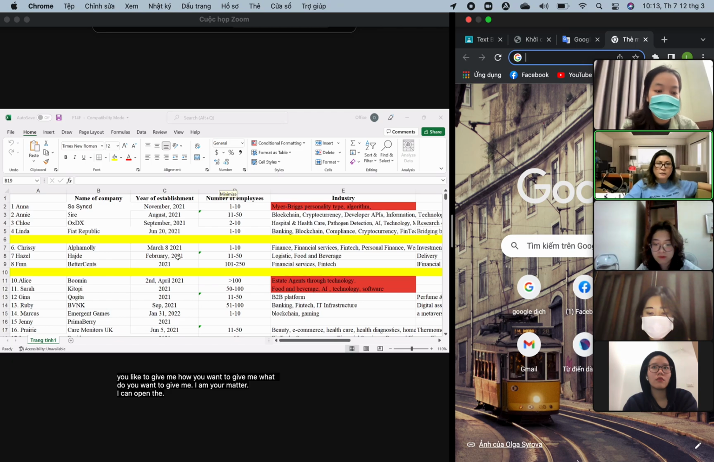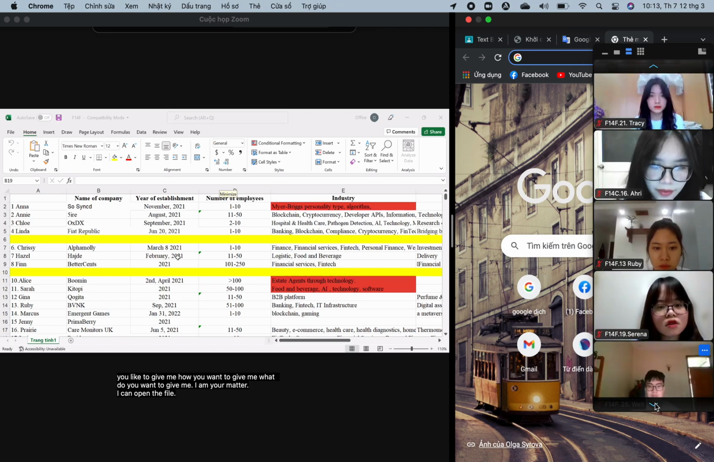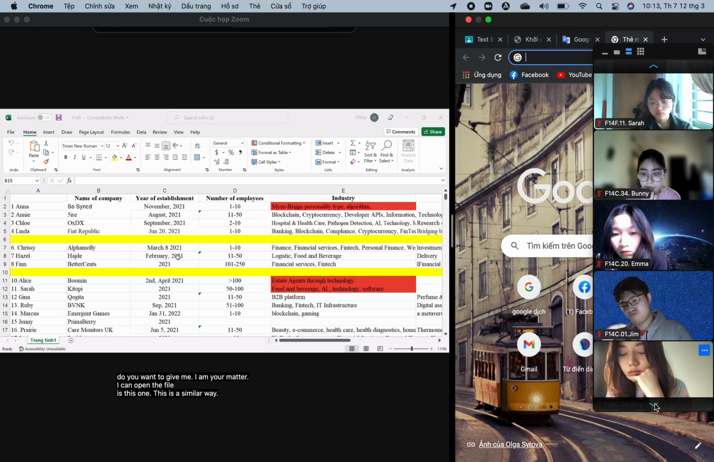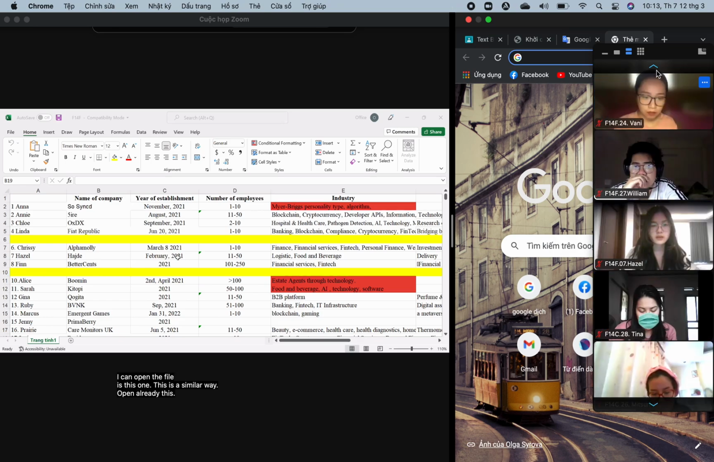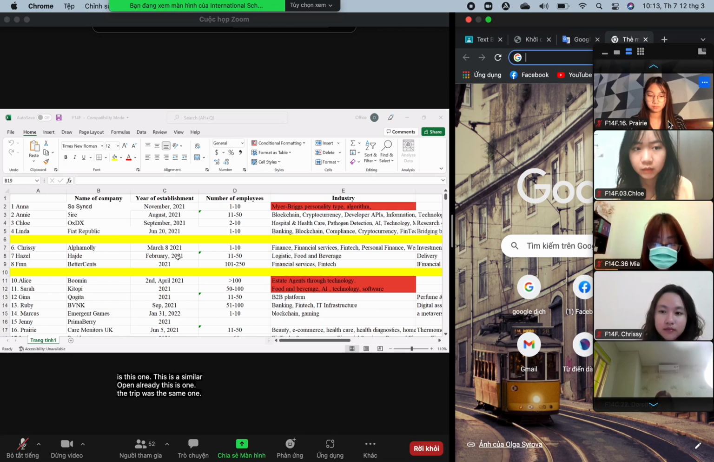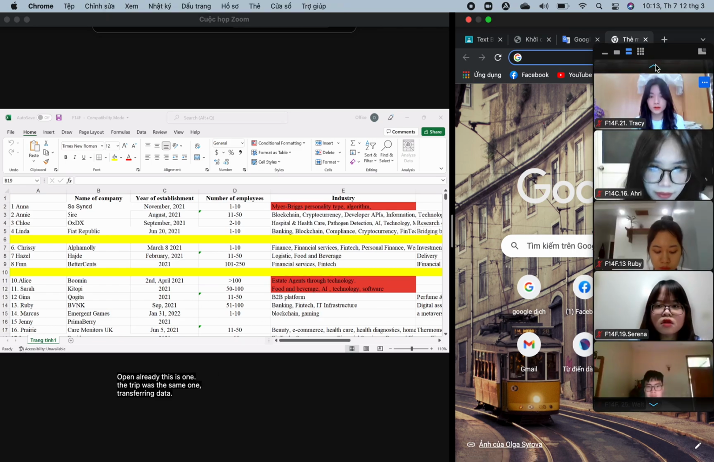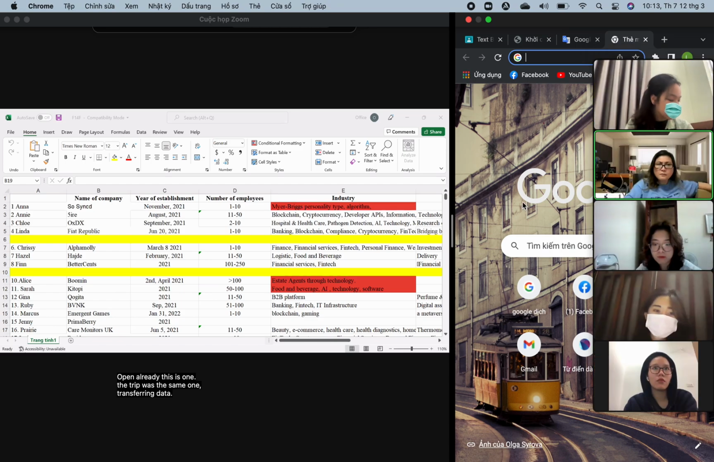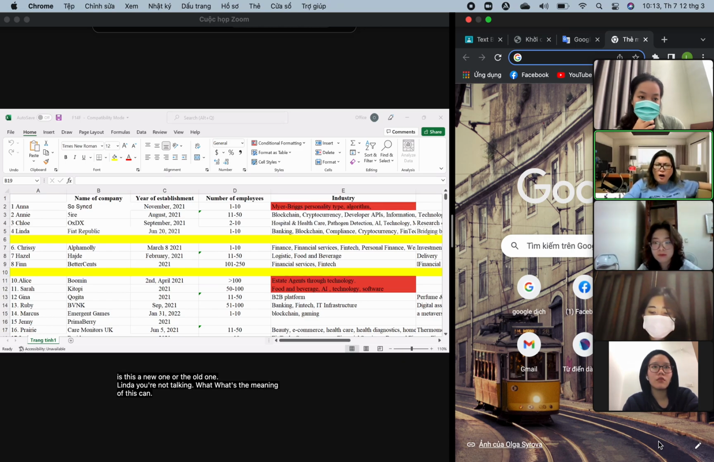I cannot open the file. Is this the one? This is the same one, what? I opened already. This is the same one. The chatbot is the same one. Transferring data. Linda, is this the one? Is this a new one or the old one? And Linda, you're not talking. What's the meaning of this? Can you talk or not?